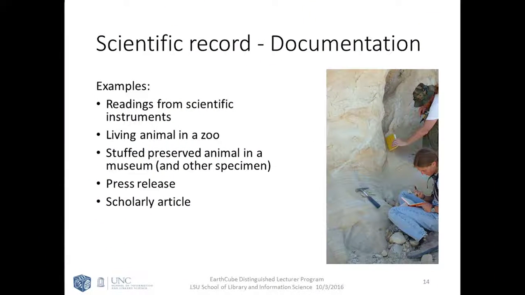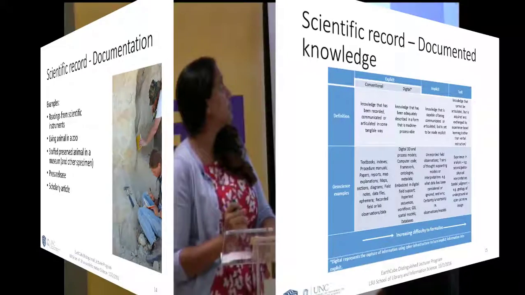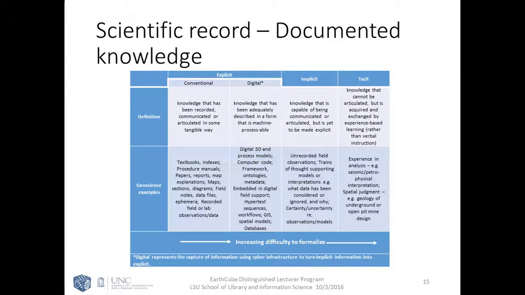And records come in many different forms. We've got the scientific findings, things coming out of an instrument, if we think about log data or anything like seismic data, things coming out of machines. You've got, again, these living animals in zoos documenting what it is to be an antelope. You've got the stuffed version or other specimens in a museum that represent the static version of it. You've got press releases, scholarly articles, and other more formalized things that we think of as records of scientific knowledge. But really, when we do this scientific record, we're documenting the knowledge. And it comes in many different ways.